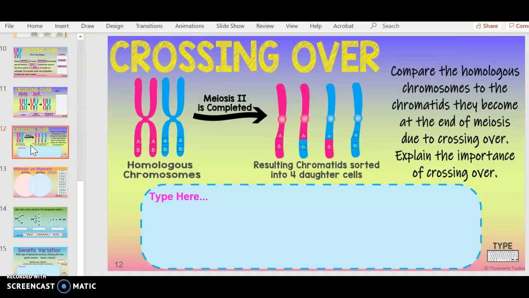So back to crossing over, you're going to compare the chromosomes to the chromatids they become at the end. So basically this beginning part with the homologous chromosomes to what they become at the end. What is different here with crossing over? You should look at the letters, the variety of letters that you get on the end here. And then tell me the importance of crossing over. So compare them first, and then the importance of crossing over. What does it give us that is a huge benefit?